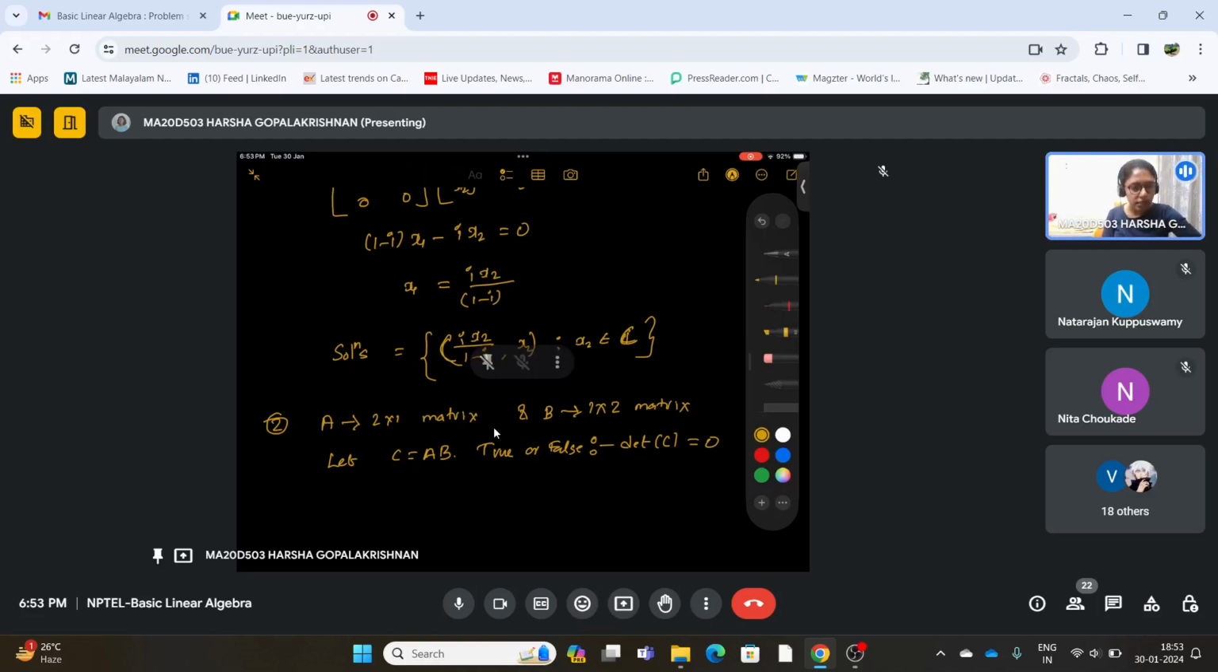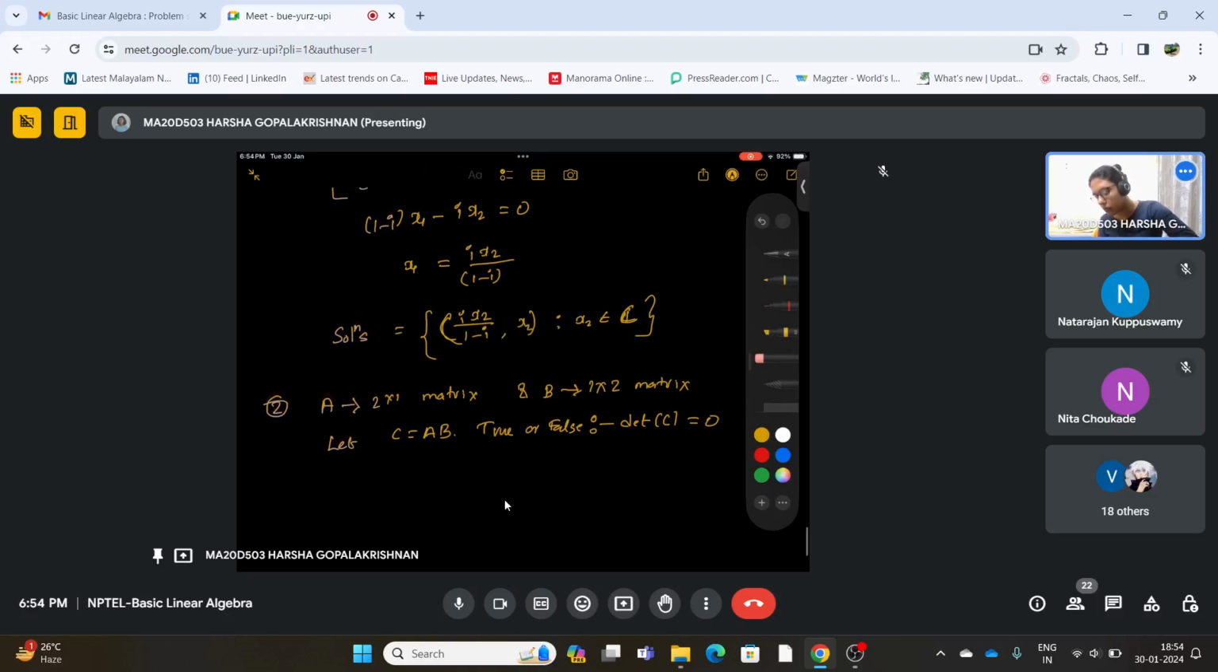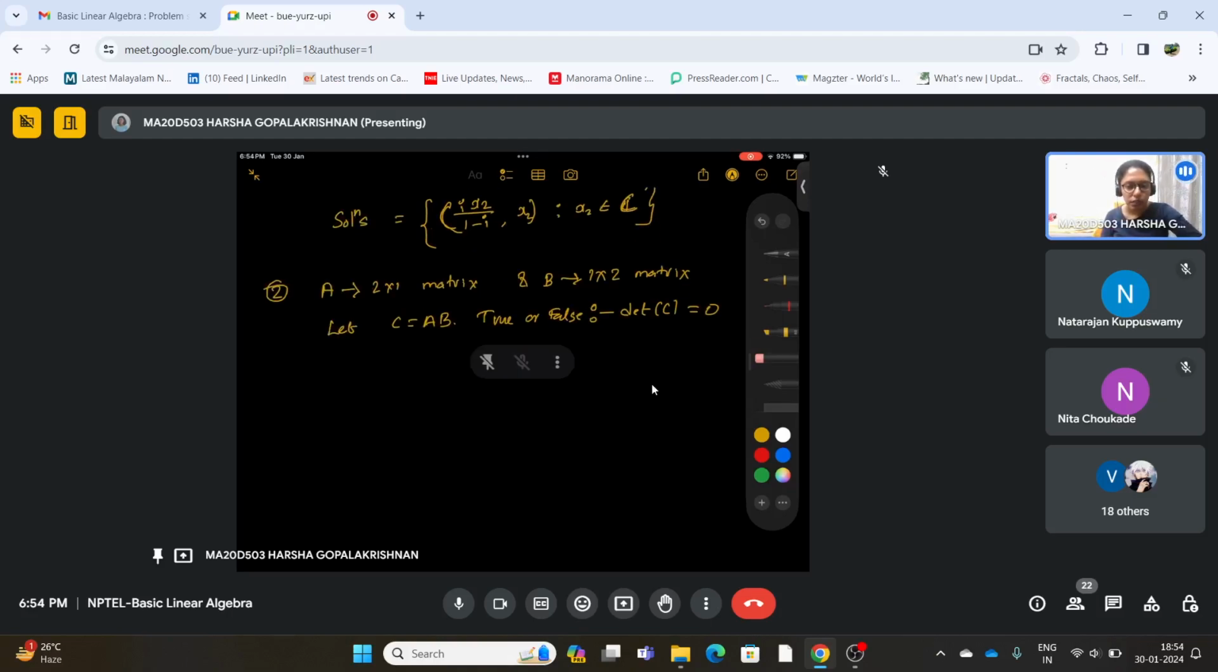We don't know what the matrices are. We only know A is a 2 by 1 matrix and B is a 1 by 2 matrix, and the statement is determinant of C equal to 0, where C is the product AB. So, can anyone answer this question? You can just do the calculation for 1 or 2 minutes. Just take a random matrix, not specific examples, in a general format. If A is a 2 by 1 matrix, it will have 2 rows, 1 column. You can give the elements as variables.